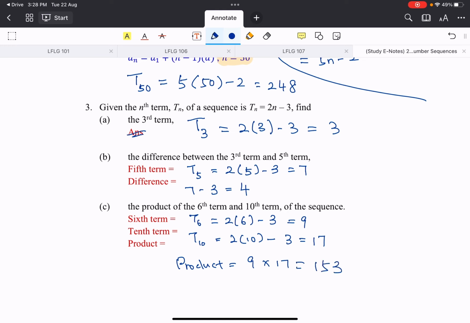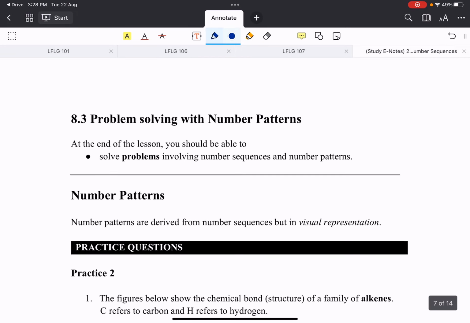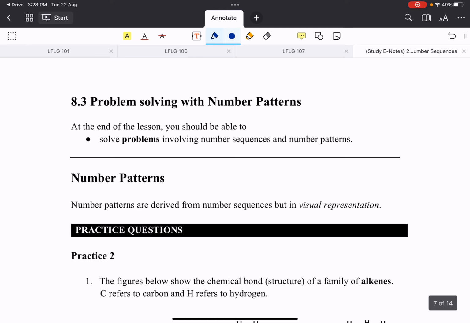There we go. Okay, I hope you're following so far. All good? Right, let's move on to the next section. So now the next section, what happened? We are going to look at some word problems, right?